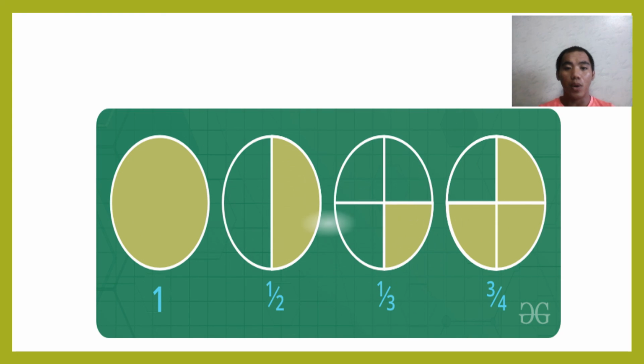And last example, we have here one whole. So the first circle is a whole. It's a complete whole. While the second one was divided wherein it is 1/2. So if we divide a whole, that will be a half or 1/2. And divide the half, that will be 1/3. And divide 1/3, that will be 3/4.